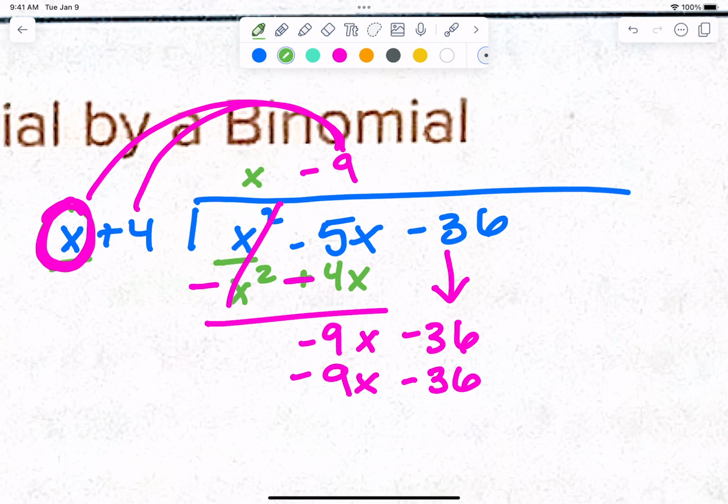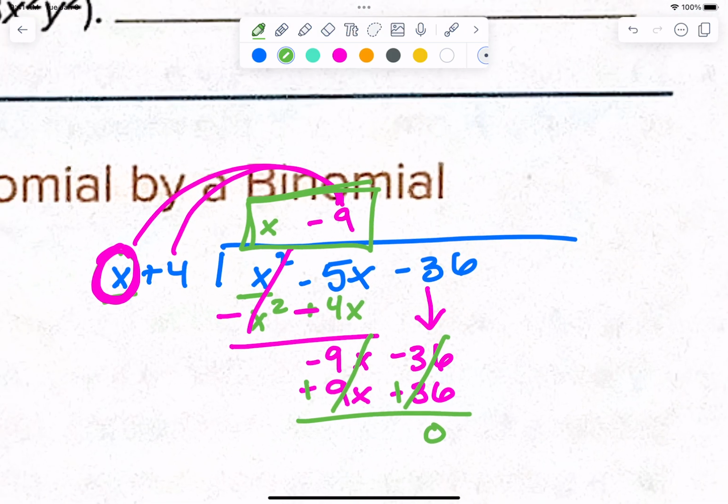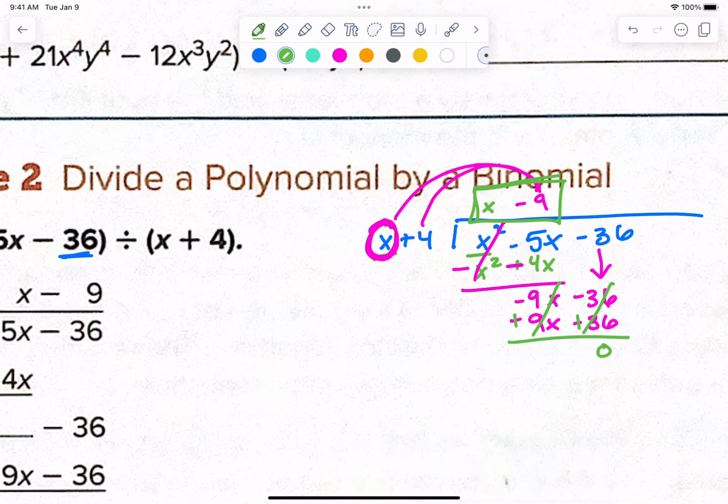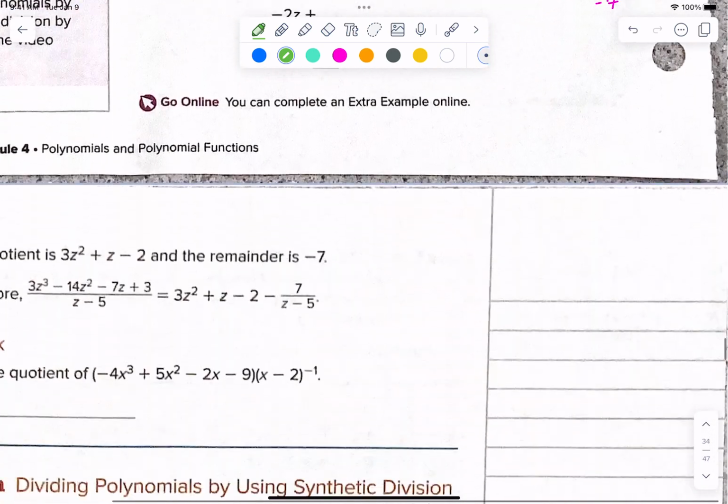Negative 36, and then plus, plus. This cancels, that cancels. So my remainder is 0, which I don't have to put anywhere. I just have x minus 9 as my answer. So when I go to divide those things, I get x minus 9, and that is it. Yeah? That is long division. How are we feeling about long division? Better? It's going okay? All right?